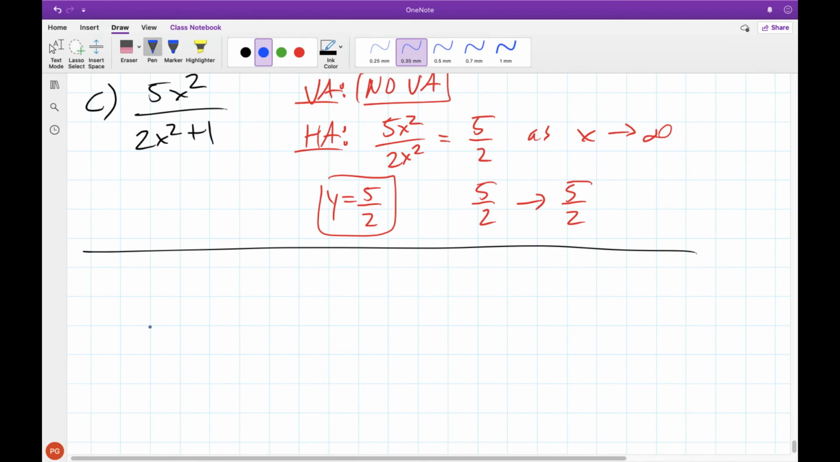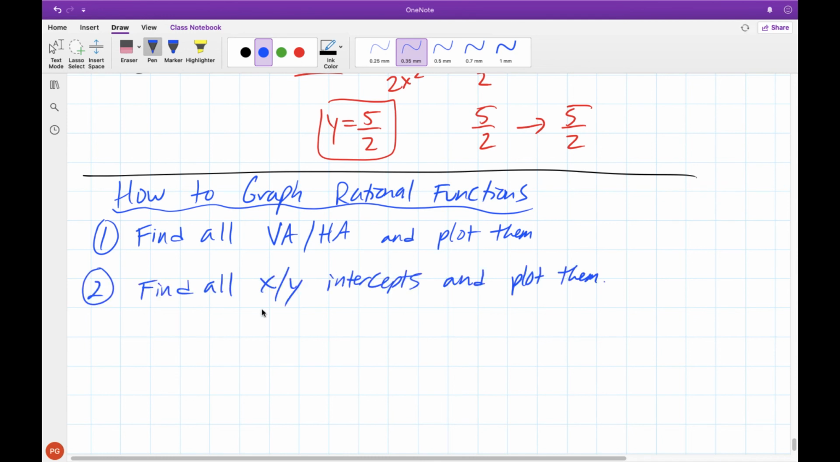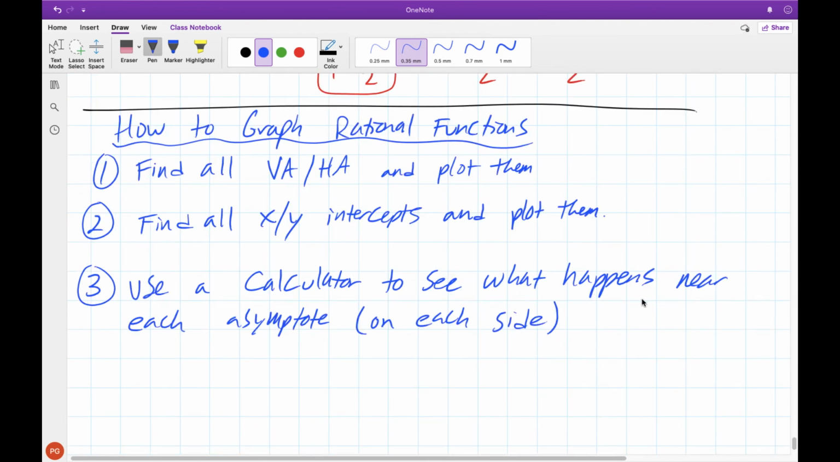Using our knowledge of asymptotes, we can now put it all together and see how we would graph this without using Desmos. Our first step is to find all of our vertical asymptotes and horizontal asymptotes and then put them on our graph. This will sort of form a framework for our graph that we can use to help draw the rest of it. Next, we'll find all of our intercepts, our x and y intercepts, and plot them as well. Again, this will give us more hints about what the shape of our graph will look like. Next, we'll use a calculator to see what happens when we go near each asymptote.